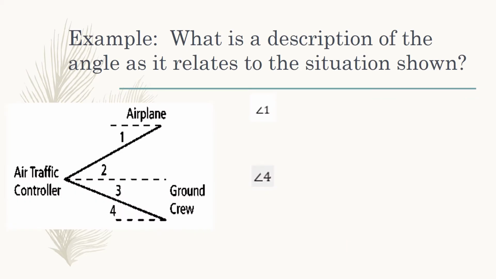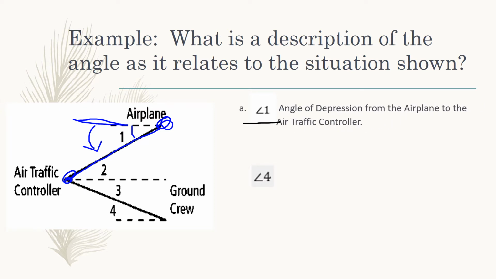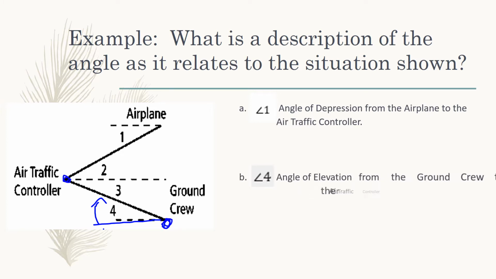In this example, they want us to describe the angles shown. So we want to start by describing angle 1, and they show us angle 1 is here. It's below the horizontal line, so it's an angle of depression, looking from the person in the airplane down to the air traffic controller. So it is an angle of depression from the airplane to the air traffic controller. The second one asks us to look at 4. Well, 4 is above the horizontal line, so it's an angle of elevation. And it is from the ground crew up to the air traffic controller. So it is an angle of elevation from the ground crew to the air traffic controller.